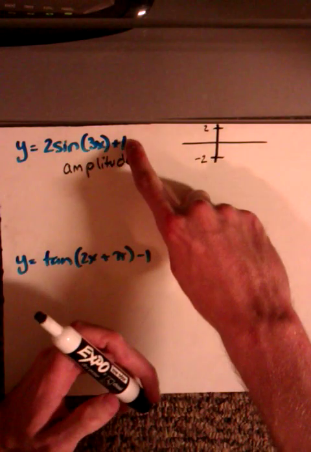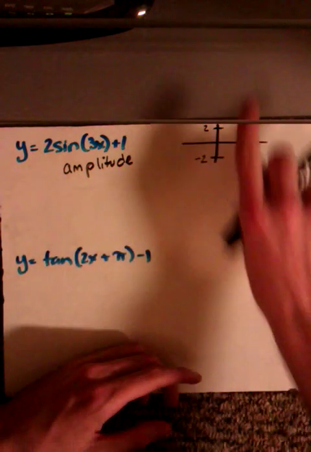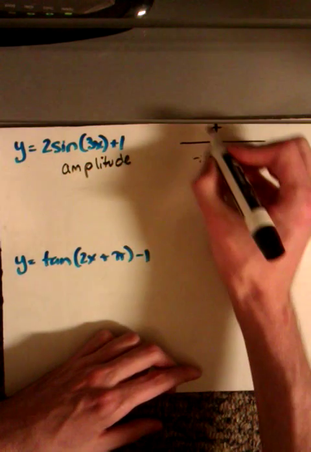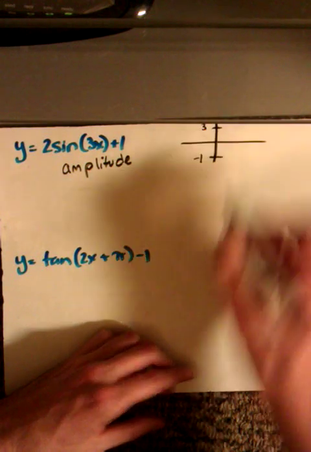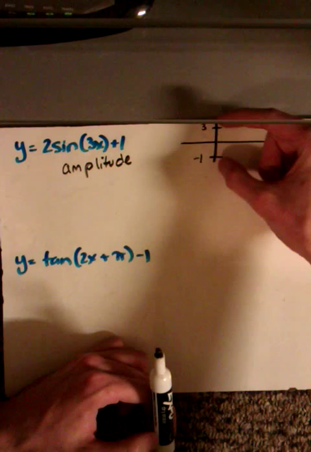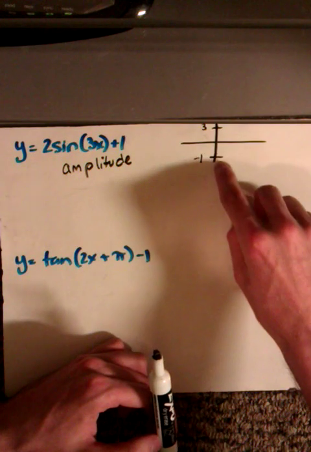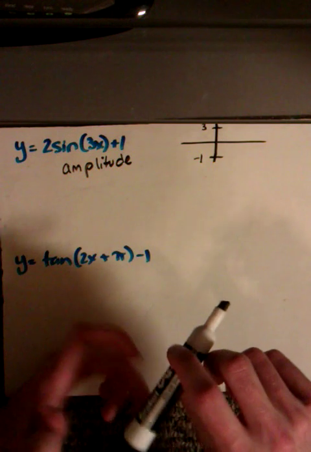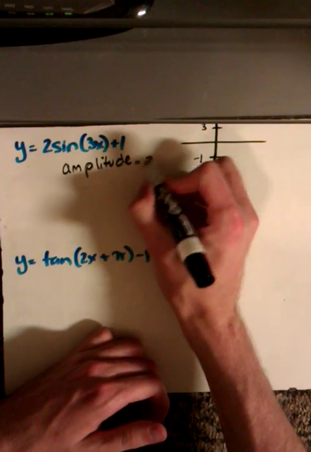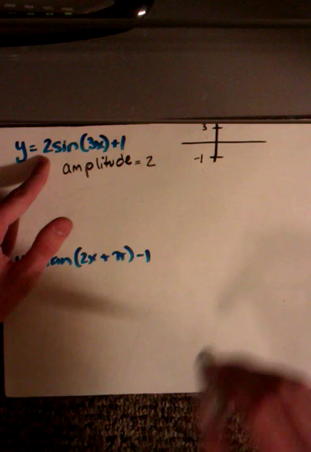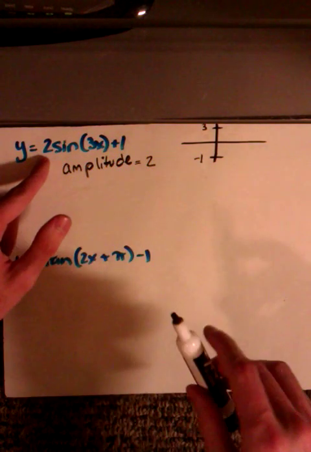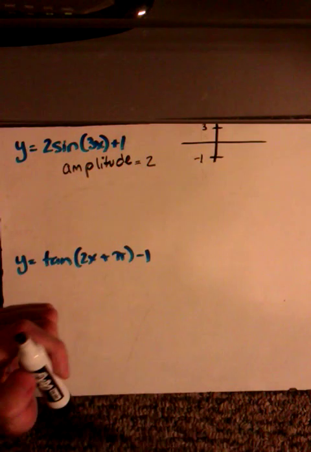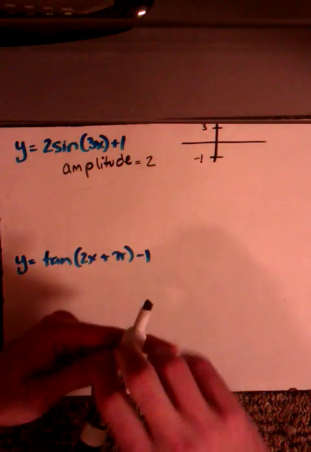But wait, there's more. Think about what the 1 is going to do to your graph. Well, it's going to shift everything up 1 unit. So instead of being between negative 2 and 2, it'll be between 3 and negative 1. So altogether your maximum value will be 3 and your min will be negative 1. That's a total of 4 units there. Half of 4 is, of course, 2. Turns out we could have just looked at this number in front, and that'll always tell you what your amplitude is. So you're really just looking to see what's the vertical stretch, because that's going to tell you exactly what you want your amplitude to be.